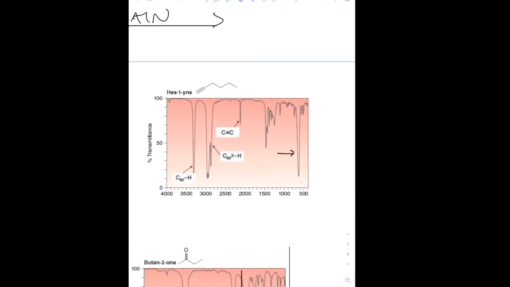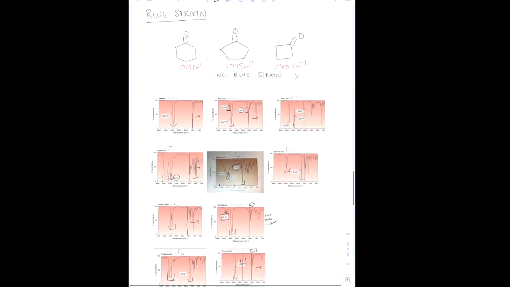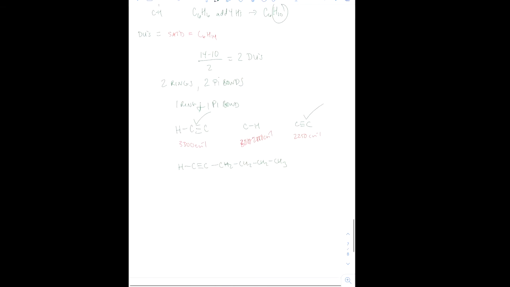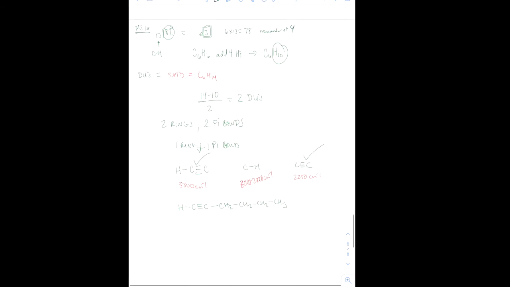Let me erase all this garbage. We have that peak at 3300. We have the 3000 to 2850, and then we also have that 2250 here. And so that's pretty much what they're saying, okay? And that's the process that you want to take in order to identify what your unknown compound is.